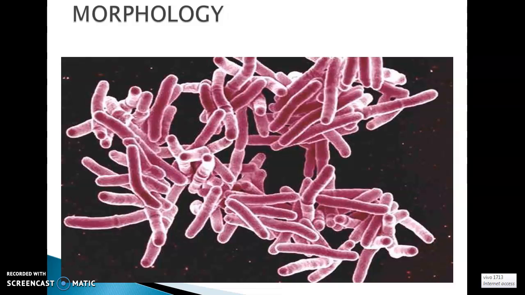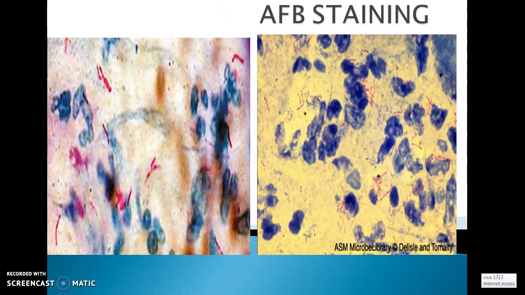But once the organism is stained using a strong dye or chemical stain, it is very difficult to de-stain or decolorize using acid or alcohol. So these organisms are known as acid-fast organisms. Special staining techniques are used for staining this bacterium. The commonly used staining method is called acid-fast staining, or AFB staining.